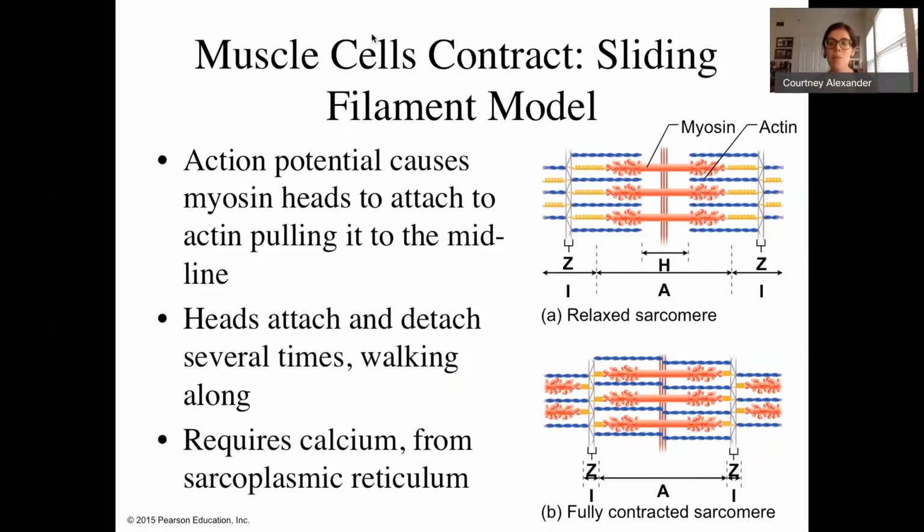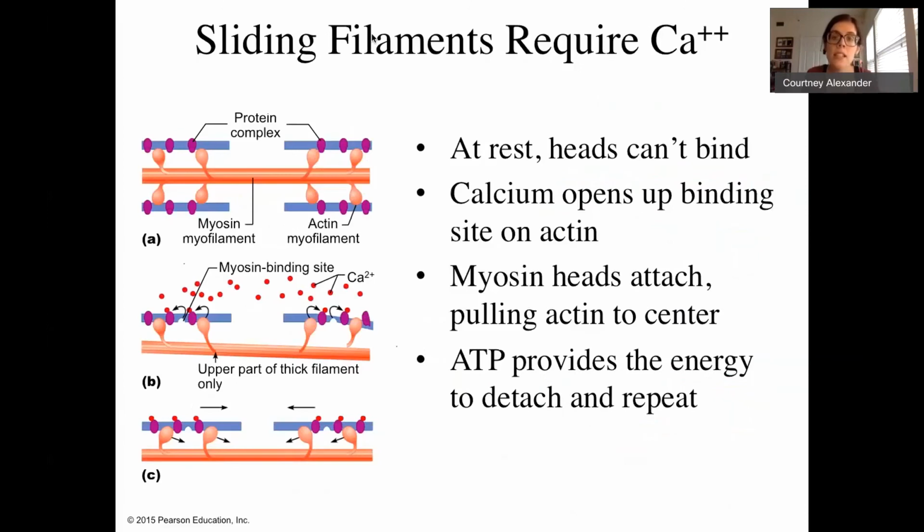And that calcium is stored in the muscle cell in an area called the sarcoplasmic reticulum. So at rest, the myosin heads can't grab the actin because the actin has blocks. So the calcium is going to come in and it's going to release the block on actin so the myosin can grab along. And ATP is going to provide the energy to let go. So we're going to use calcium. We're going to use ATP.